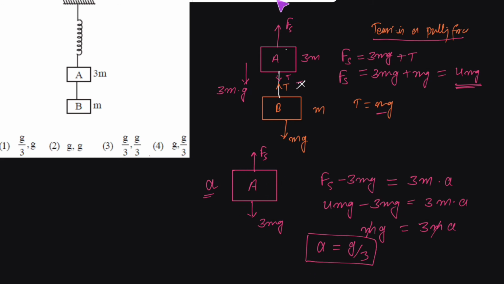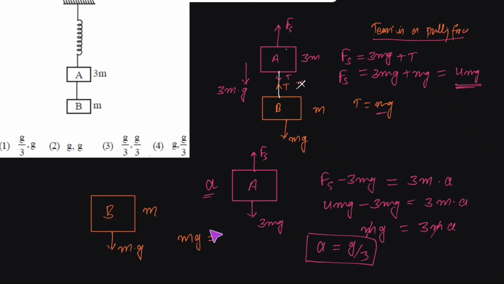Now let's do the same thing for block B. Suppose this is block B. So in this block B, what will happen? The tension will become 0. So this is block B and the mass of this block is m. The force which will act on this block is the force due to gravity, which is mass times acceleration due to gravity, mg. There will be no upward force because the string has been cut, so the tension will become 0. So this is the only force acting on block B. So the net force on block B would be m times g.